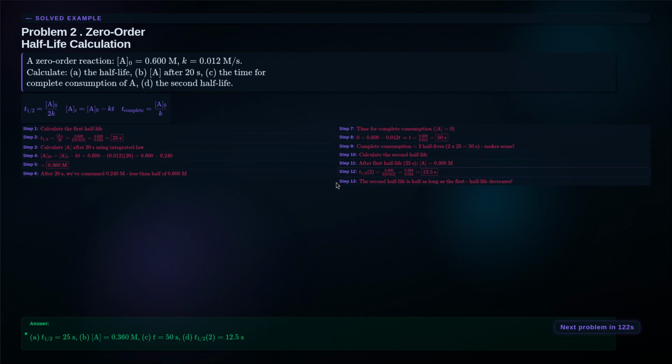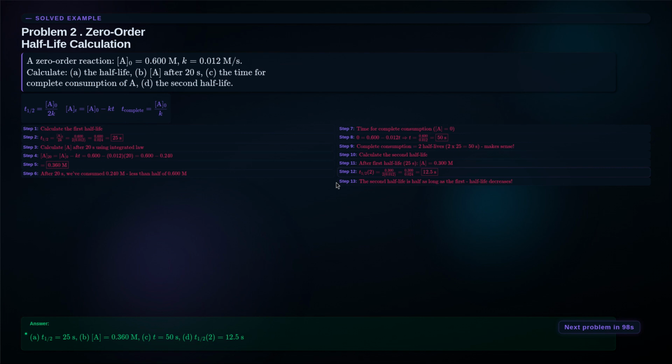Step 1. Calculate the first half-life. For zero order, T1/2 equals A0 over 2K. That is 0.600 divided by 2 times 0.012, which equals 0.600 divided by 0.024, giving 25 seconds.